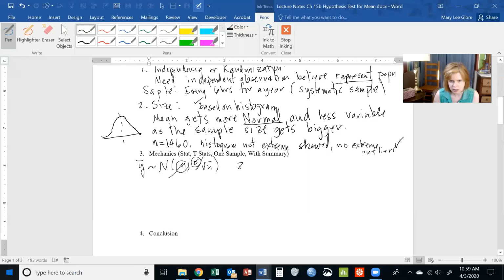So I could calculate a z-score by taking a specific y bar, subtracting the mean and dividing by the standard deviation. And this is going to be standard normal, normal 0, 1. So z-scores, that's why we look them up in the standard normal table, because if things are normal, these are standard normal. All right? Well, here's the problem. I don't know what sigma is.